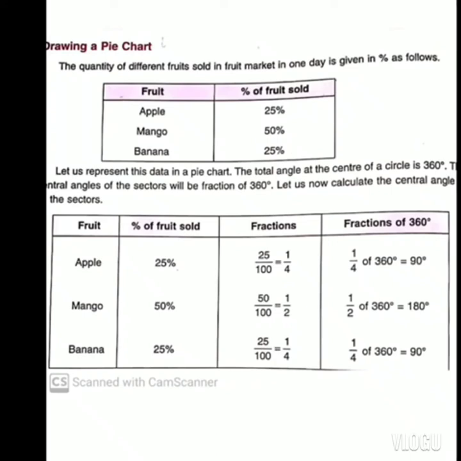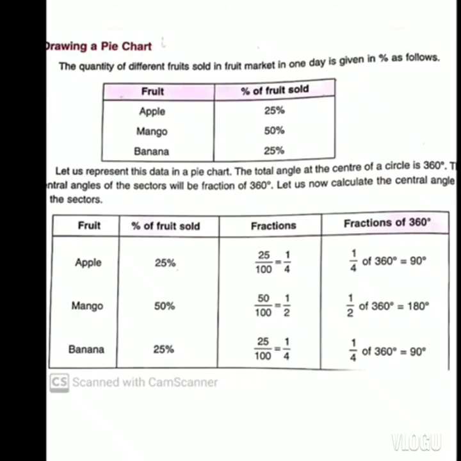You know that the pie chart being in circular form, the total angle at the center of the circle is 360 degrees. Since the data is divided into 3 categories, you need to divide the circle also into 3 sectors. Now you have to find out what is the central angle of each sector. Unless and until you find out the central angle of all the sectors, you cannot start making the pie chart. So some things are to be done prior to the making of the pie chart.